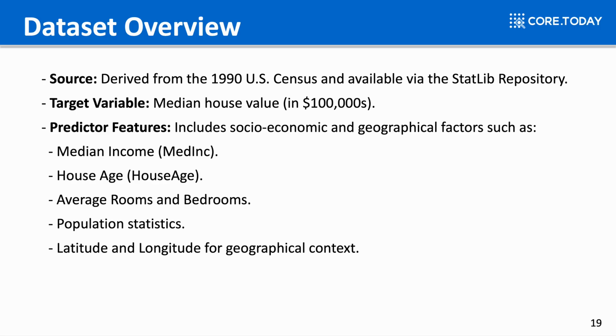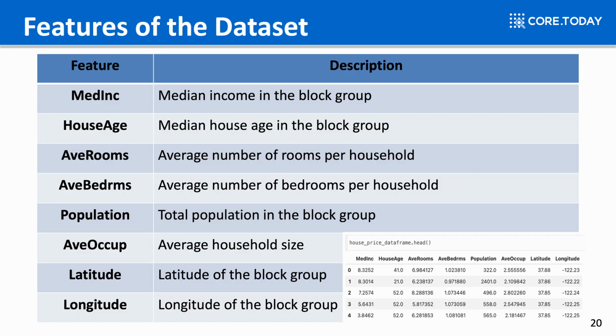Let me provide a quick overview of the California housing dataset. It originates from the 1990 US Census and is often used for testing regression models. The predictor features include economic aspects like income, housing characteristics like the number of rooms, and geographical details like latitude and longitude. This diversity helps us study how different variables contribute to housing prices.